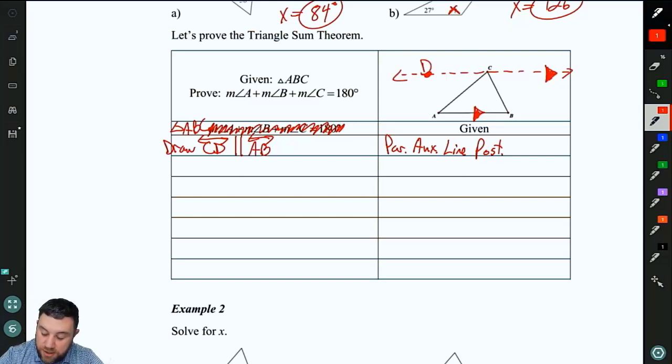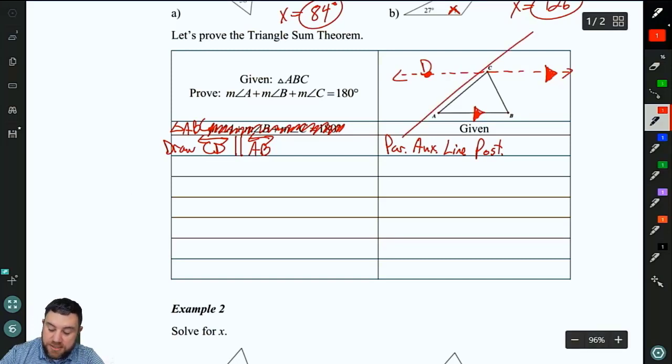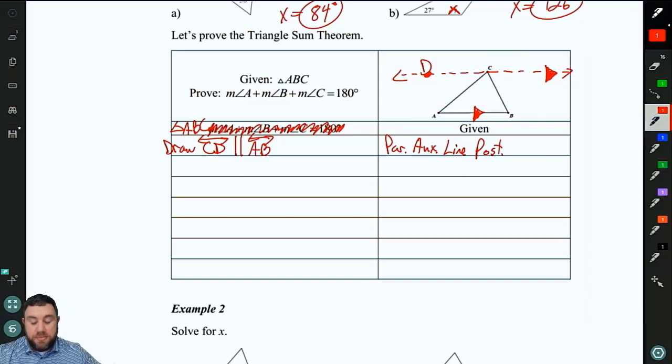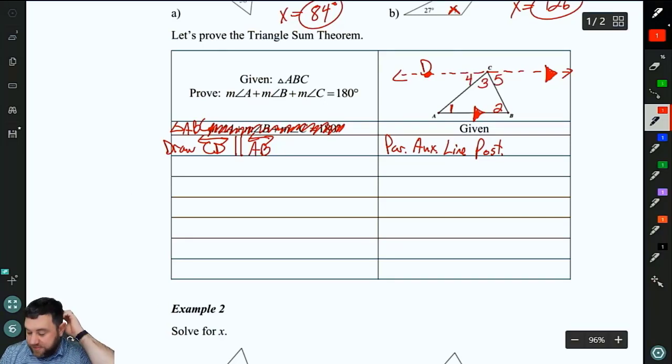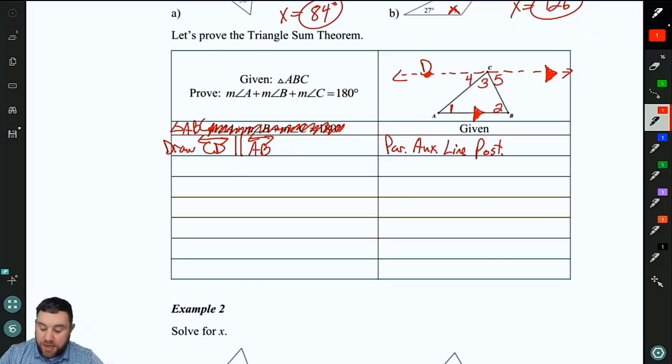So since we know that those two lines are parallel, we have two parallel lines and we've got two transversals. So AC is a transversal and CB is a transversal. That's why we're doing this now, because we just talked about transversals and parallel lines. To make this a little bit easier, I'm going to label my angles 1, 2, 3, and then I'm going to call this one 4 and this one 5. That just makes it easier to write it down in the proof.